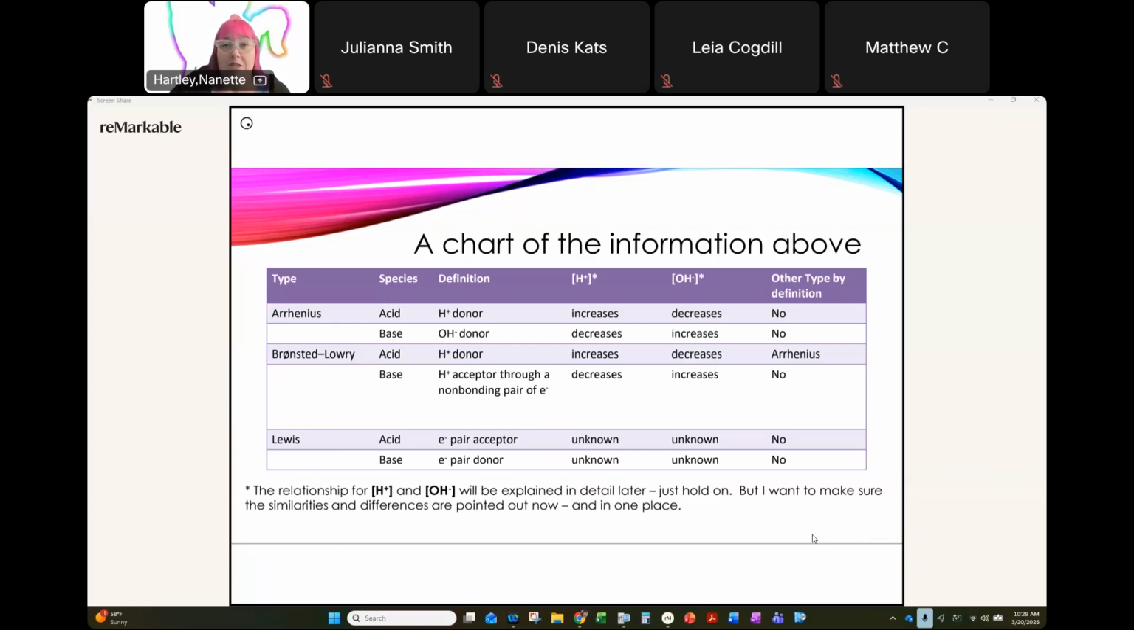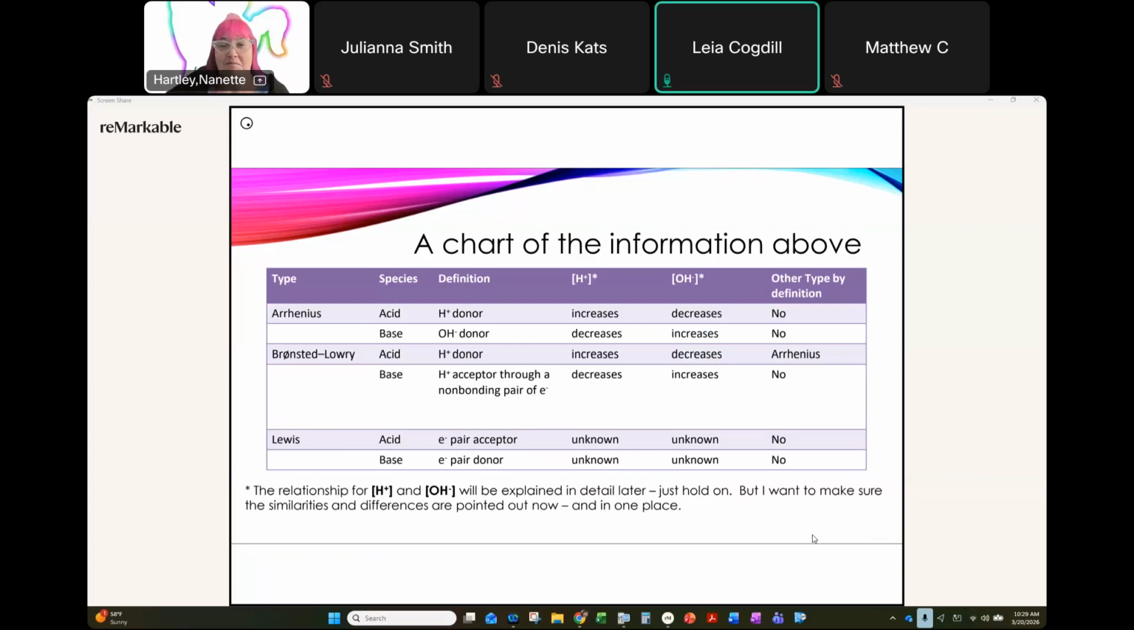When we talk about our Lewis acids and bases, we don't necessarily change that H plus, OH minus ratio. In a situation like NH3 plus BF3, that doesn't happen. So that may or may not be a situation that we're talking about. It may not change our pH scale because they aren't proton donors or proton acceptors. And they aren't by definition anything else.